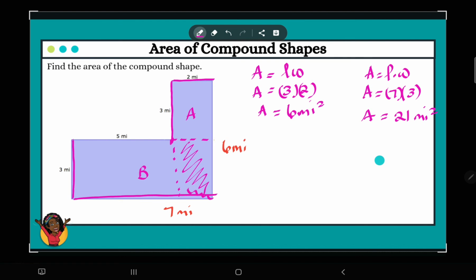Now, if I wanted to use the number 5, I could have split the rectangle a different way, and that would have allowed me the opportunity to use the number 5. Okay, so remember, as I showed you in the previous example, there are more than one ways that you can split your rectangle. So here the total area is 6 plus 21 for a final answer of 27 miles squared.